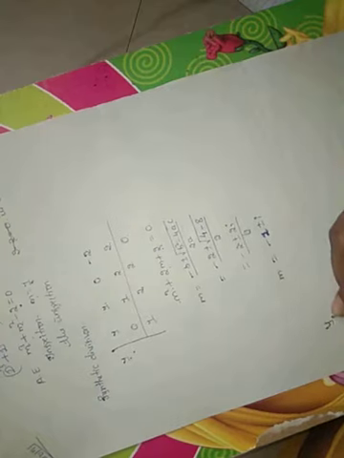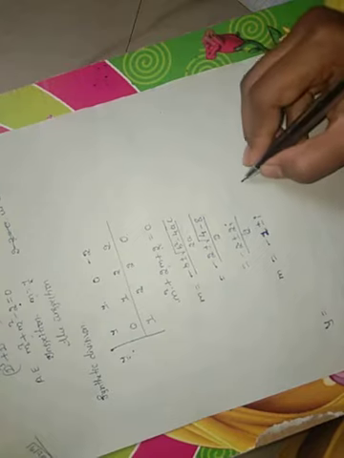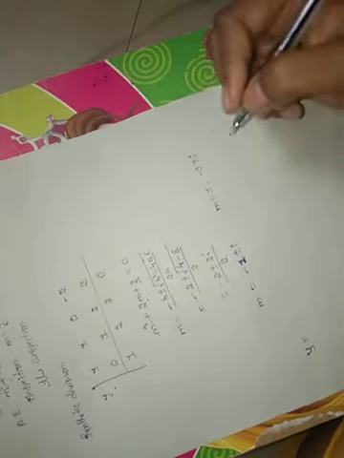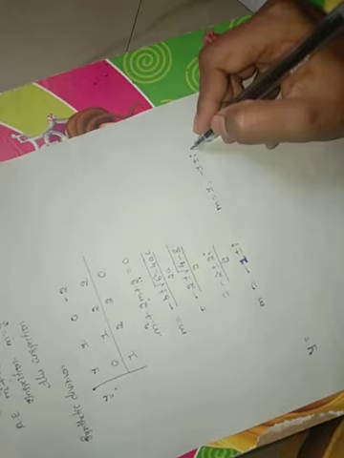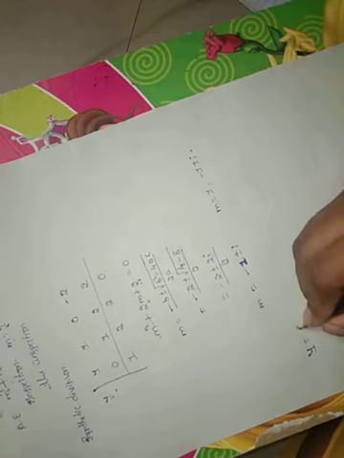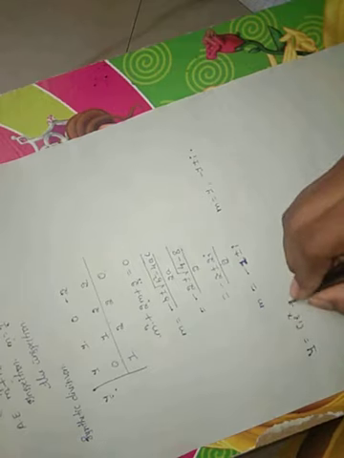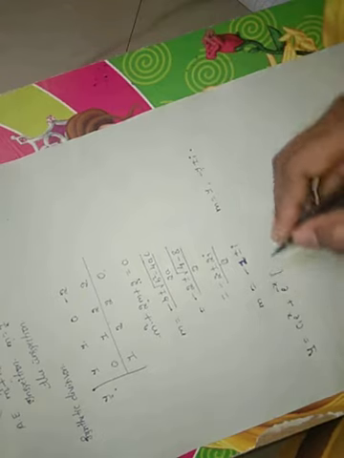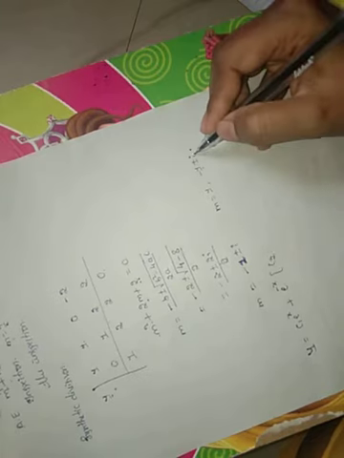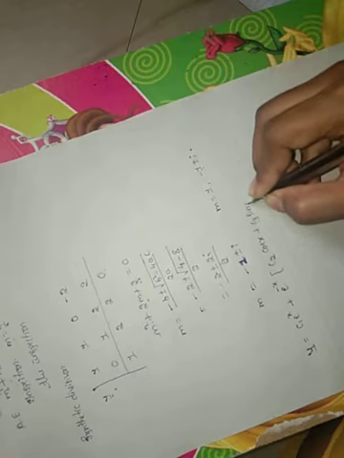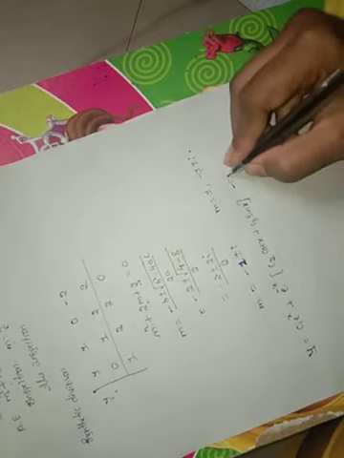So our complementary function, or nothing but the solution of the homogeneous differential equation, is as follows. Totally we have m equal to 1, minus 1 plus or minus i as the roots of the given differential equation. So our complementary function is y equals c1 e raised to x plus e raised to minus x into bracket c2 cos x plus c3 sin x. Call this one as 1.